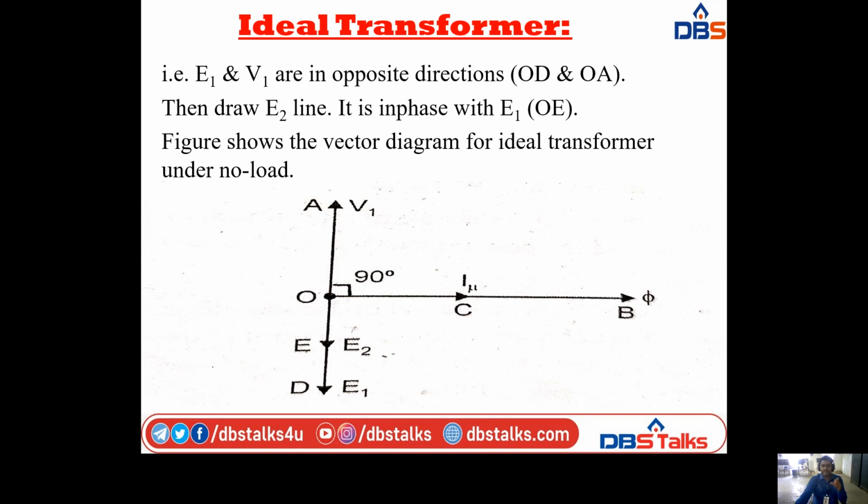Next, draw the E2 line. Actually, the E2 line is in phase with E1. That's why I am taking the E2 line in the same phase as E1, that is the OE line. So the OA line is for the voltage, the OB line is for the flux, the OC line is for the I mu, that is the magnetizing current, the OE line is for the secondary induced EMF, and OD is for the primary induced EMF. So this figure shows the vector diagram for an ideal transformer under no load condition.